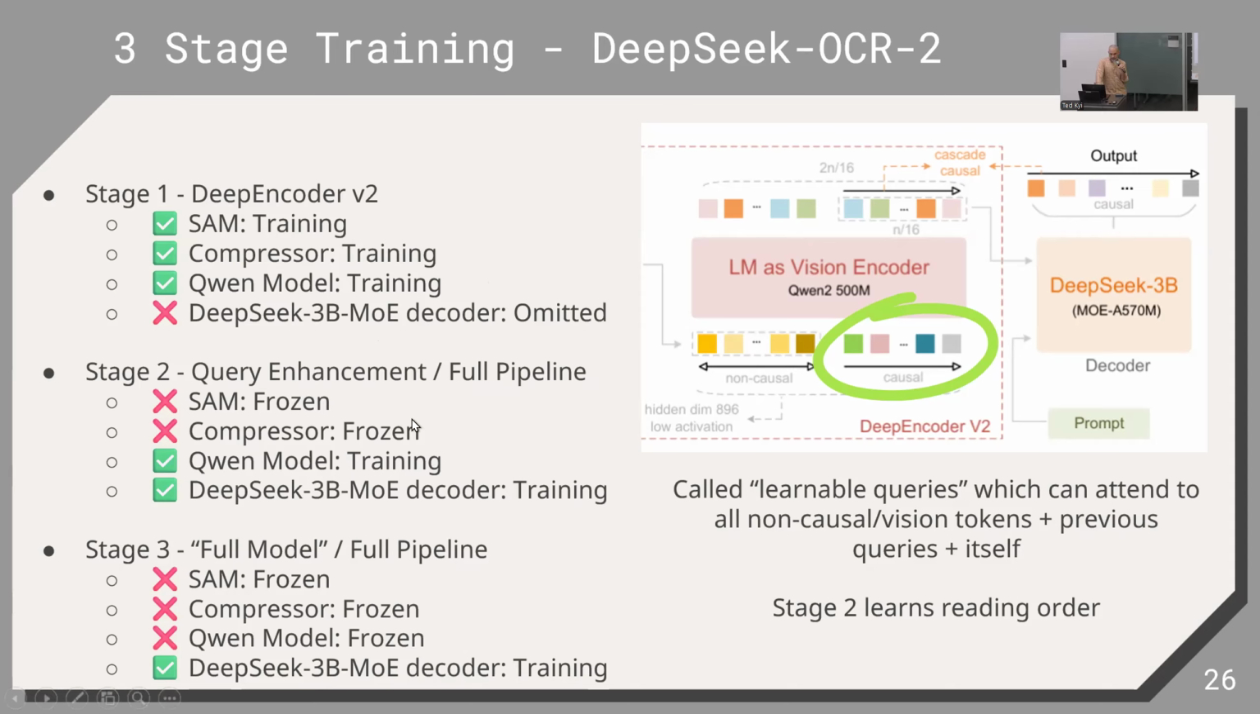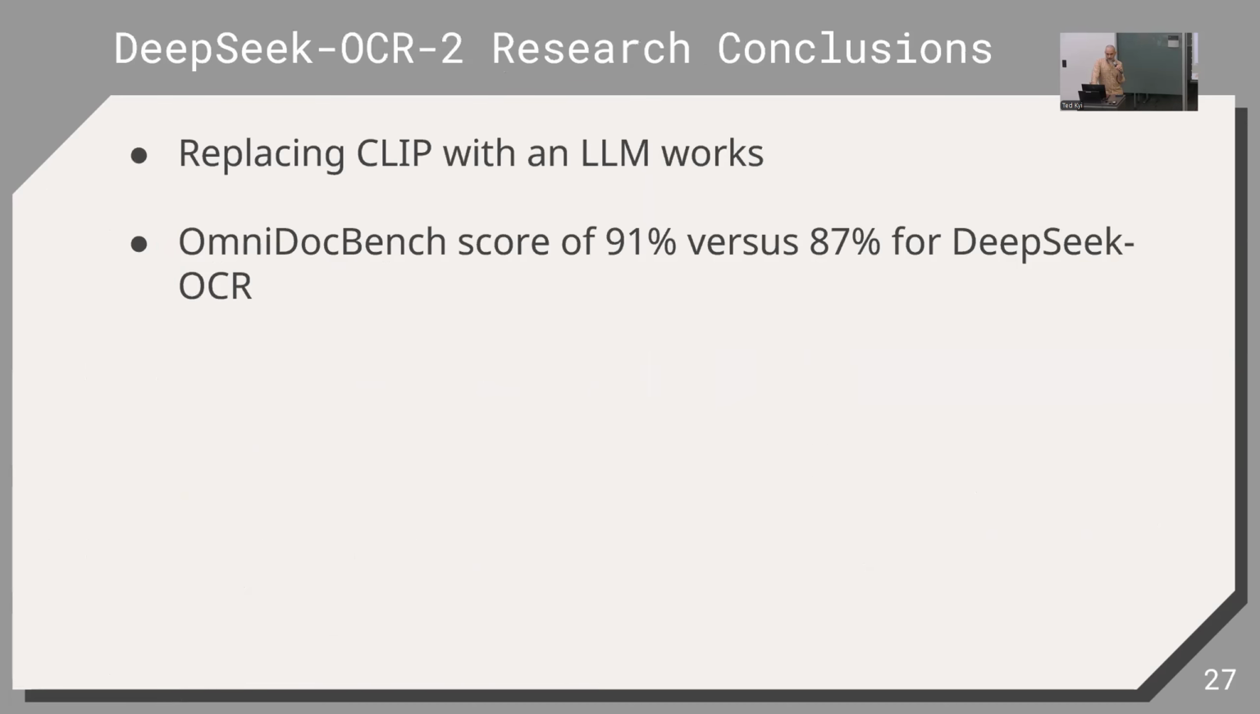And the point is that after that second stage of training, the third stage is back to focusing only on the decoder. At this point, it's getting the output of that intermediate LLM, and that's the new representation of the vision. So it's in stage 2 that this overall pipeline is learning what I'm calling the reading order here.